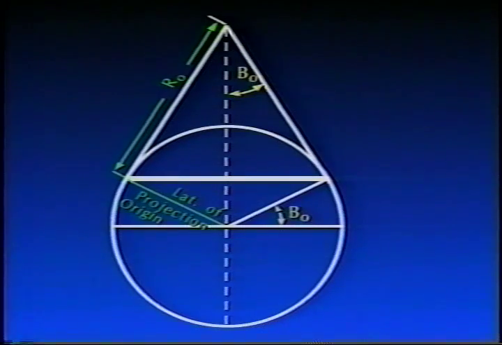For each zone, the geometry of the cone fixes the distance from the apex to the central parallel. The notation for that distance is R sub O, standing for the mapping radius of the projection origin. The angle between the axis of the cone and its surface will have a value that is equal to the latitude of the projection origin.